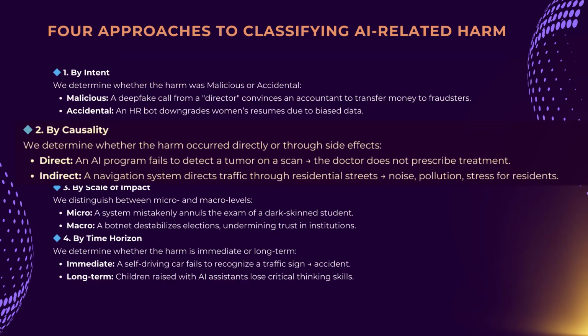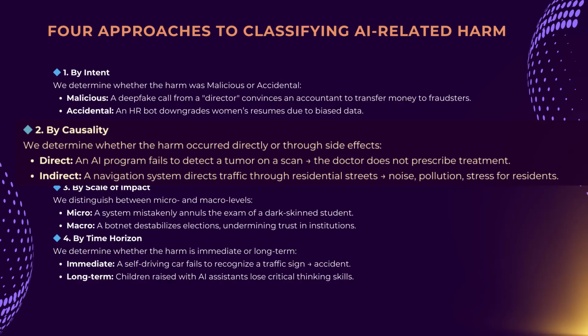By causality, direct or indirect. Direct harm is when an AI system directly makes a decision that harms a person. For example, an AI system for analyzing X-ray images does not notice an early stage of a tumor in the image. A doctor, trusting the system, misses the diagnosis. The direct harm is the lost time for treatment.